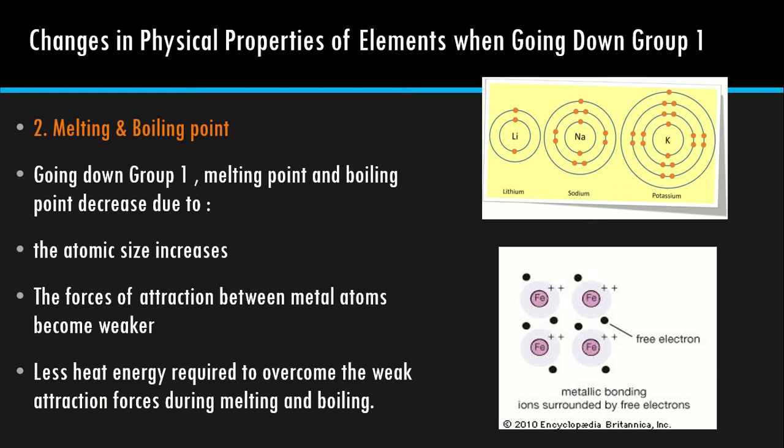Okay. Then when the force of attraction between atoms becomes weaker, less heat energy is required. So we only need a small amount of heat energy to overcome the weak attraction force, so that the melting and boiling point can be reached. Okay. That's all. Remember the relation, for melting and boiling point there are 3 points. First, the atomic size increases. The second point, the force of attraction between metal atoms becomes weaker. And then the last point, less heat energy is needed to overcome the weak forces. Okay.